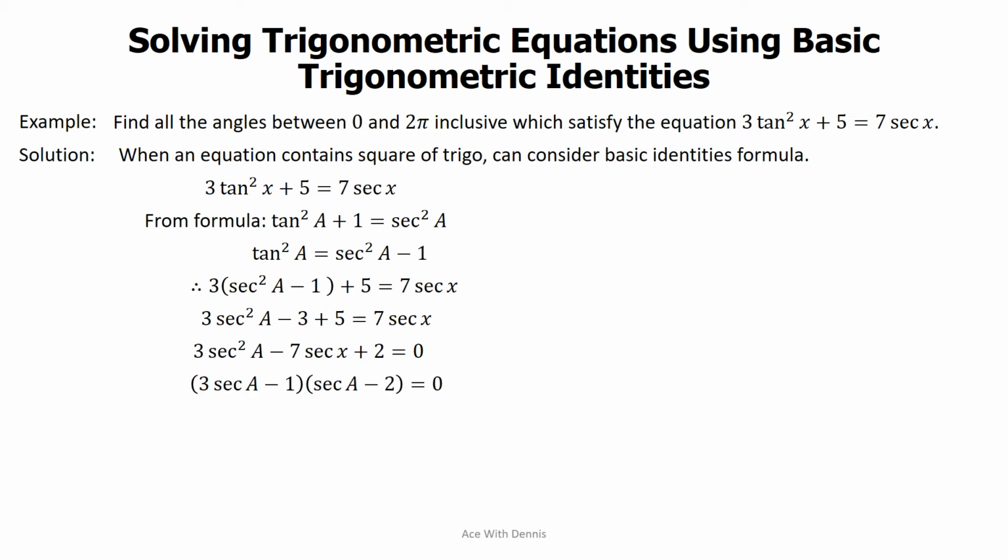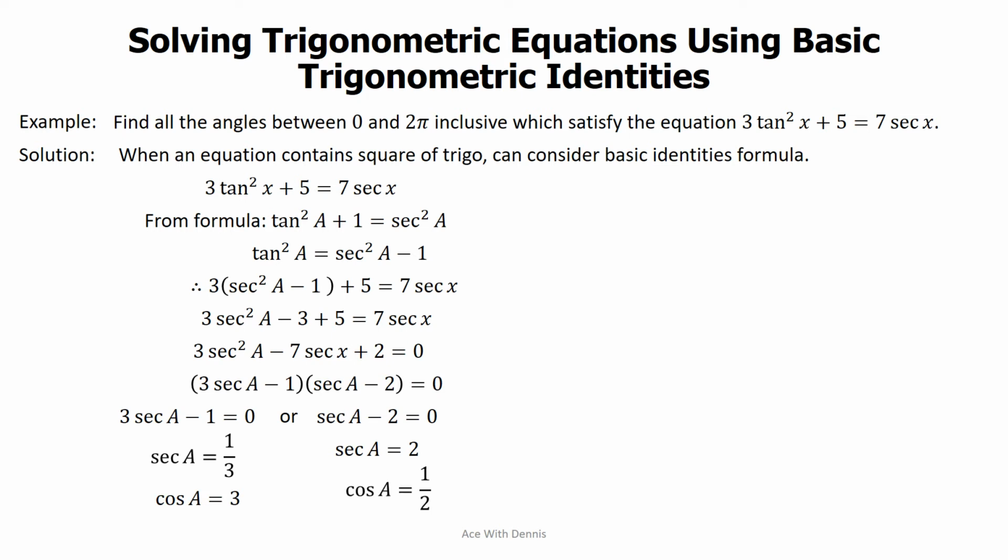Okay, do you see this is a quadratic equation? We can actually factorize it, it becomes (3 secant a minus 1)(secant a minus 2) equal to 0. Hence 3 secant a minus 1 equals 0, or secant a minus 2 equals 0. So secant a equals 1 over 3, or secant a equals 2. Okay, then we know secant a is 1 over cosine a. Therefore, cosine a equals 3, or cosine a equals half. However, we know that cosine a cannot be greater than 1. Therefore, for the first equation, there is no solution.